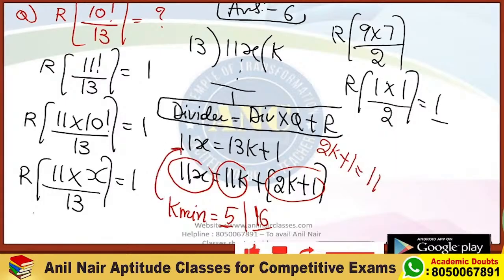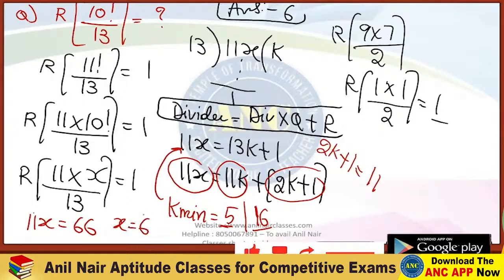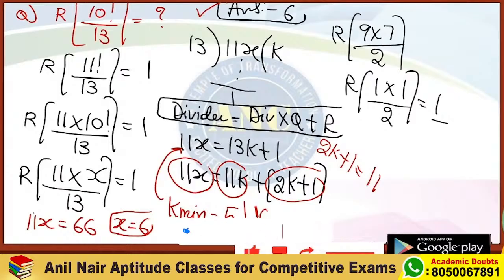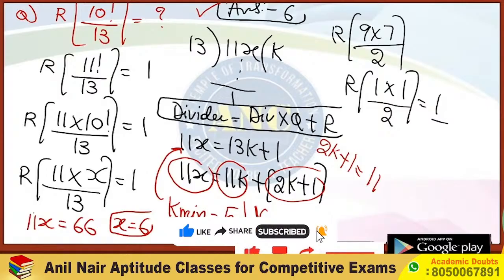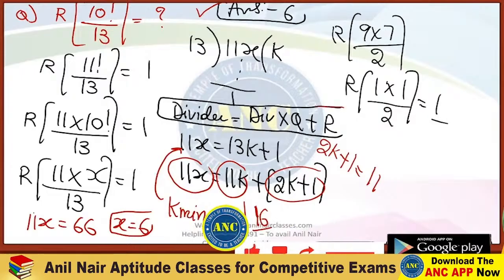So 11x is 33... 13 fives are 65. 65 plus 1, 66. X value is nothing but 6. Suppose I take 16: 13 sixteens are 208. 208 plus 1, 209. X I got 19. When you divide a number by 13, you will not get the remainder 19. 19 divided by 13, 13 ones are 13. What is the answer? 6. I hope the idea is clear.